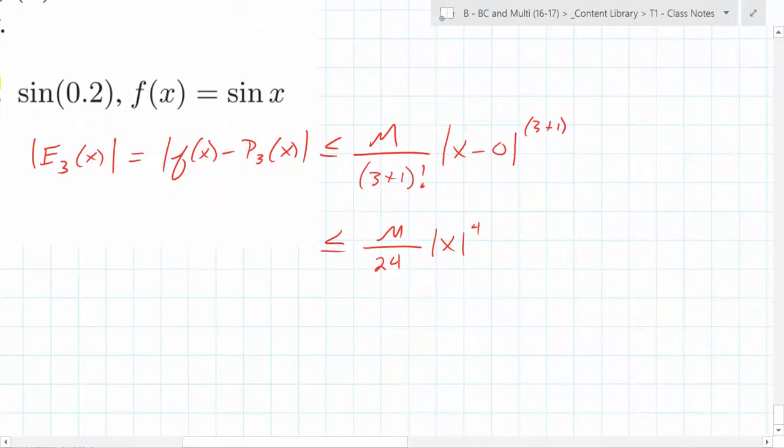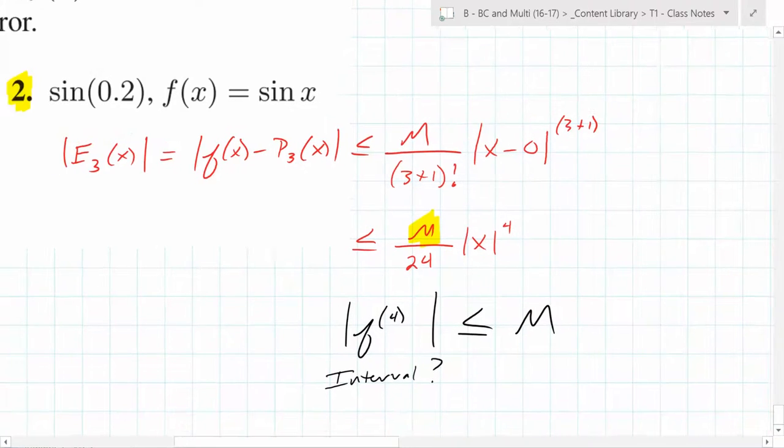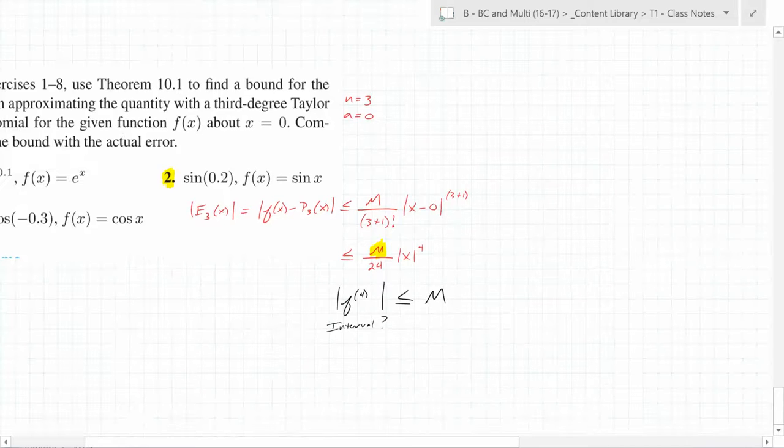You now have to find a value for M. M is a least upper bound, and M is going to be such that f4 is less than or equal to M, like this. The question, though, is what's the interval? So I said this has to be true. We're trying to find a least upper bound, an M value that caps this on a certain interval. What do you think the interval is?